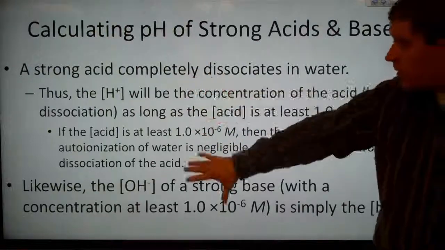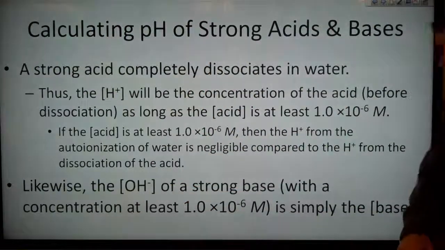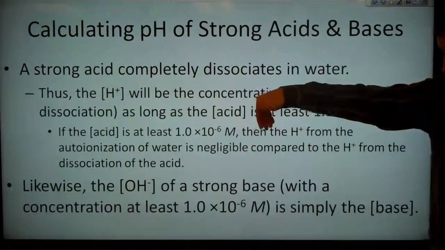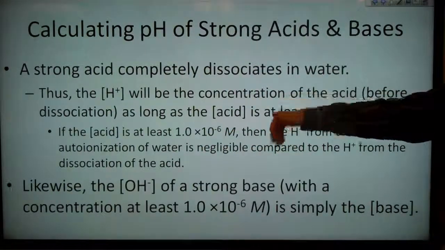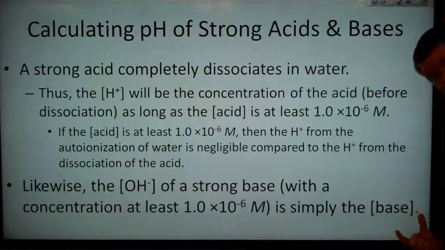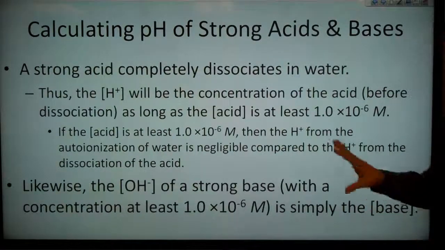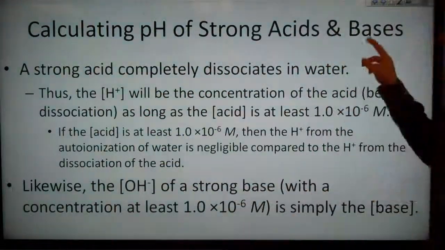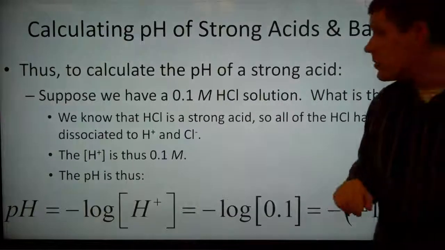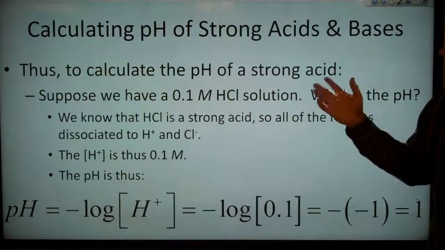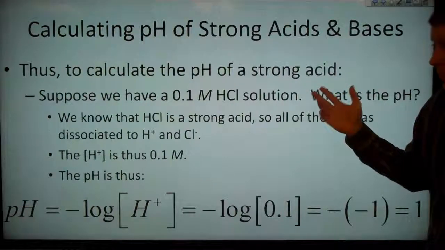Just like this, if we want to calculate the hydroxide ion concentration of a strong base with a concentration of at least 10 to the minus 6 molar, it's simply the concentration of our base. Again, this only works if we have a strong acid or strong base. It doesn't work if we have weak acids or weak bases. That assumption breaks down.